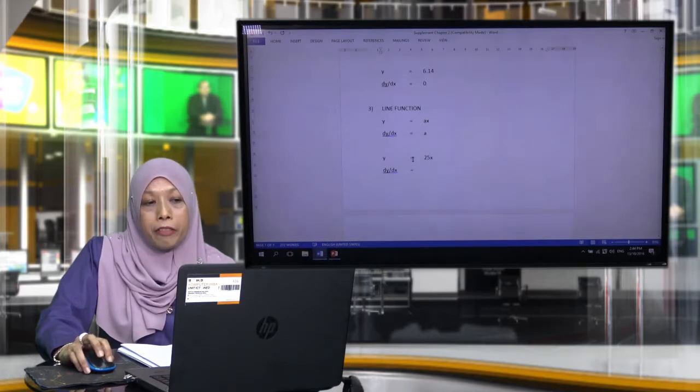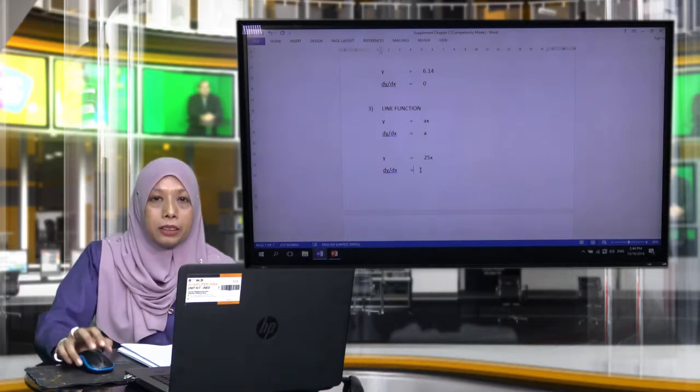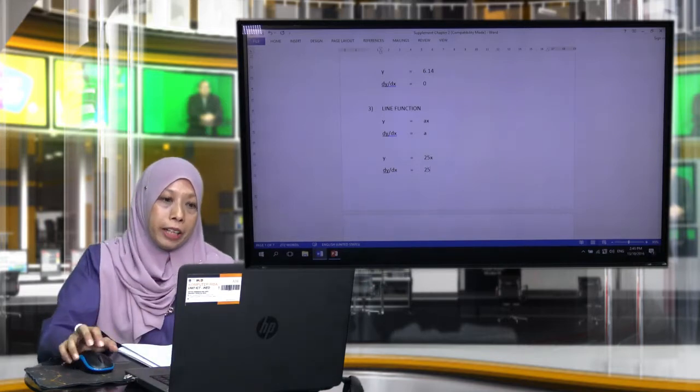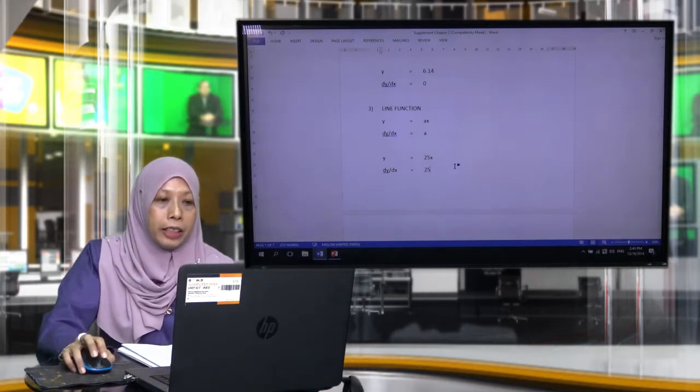If you have y equals 25x, remember your independent variable here is x and the number is 25. If you want to find dy/dx, what should be the answer? The answer should be 25, which is the coefficient.